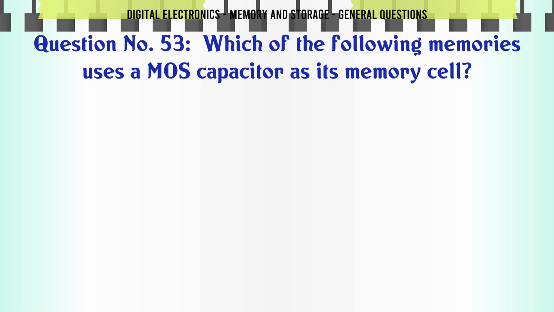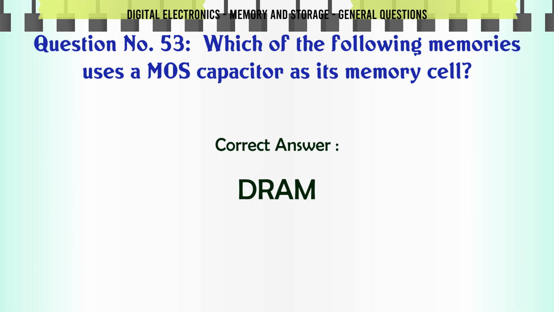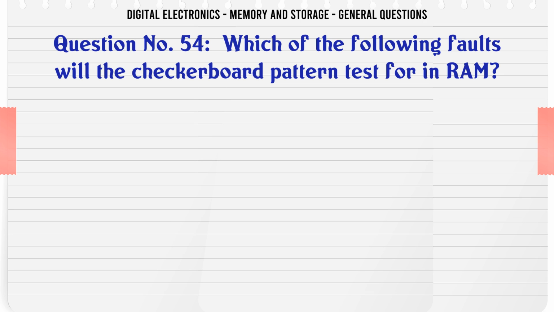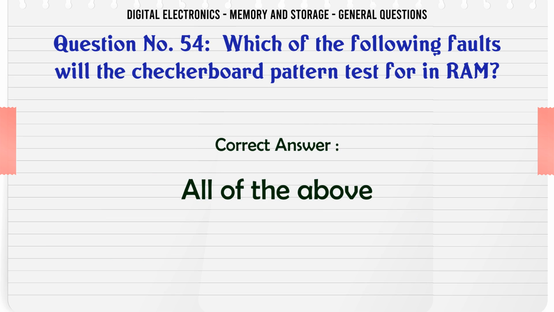Which of the following memories uses a MOS capacitor as its memory cell? A. SRAM, B. DRAM, C. ROM, D. FIFO. The correct answer is DRAM. Which of the following faults will the checkerboard pattern test for in RAM? A. Short between adjacent cells, B. ability to store both 0s and 1s, C. dynamically introduced errors between cells, D. all of the above. The correct answer is all of the above.